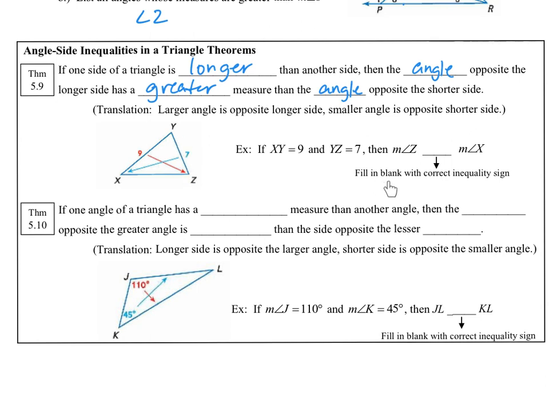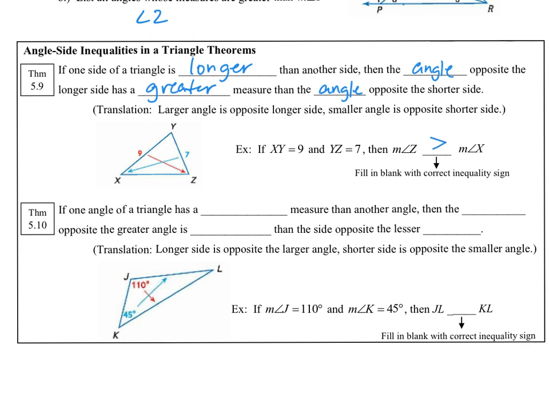So let's fill in the correct inequality sign. Angle z, which is opposite the longer side, is going to be bigger than angle x, which is opposite the side that only measures 7. So the correct inequality sign would be to put a greater than sign.